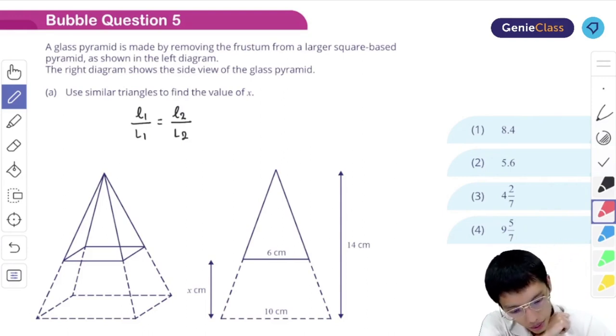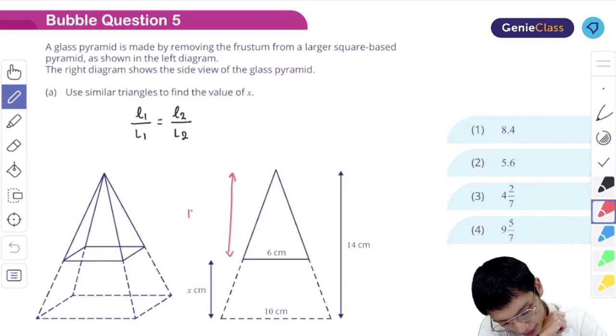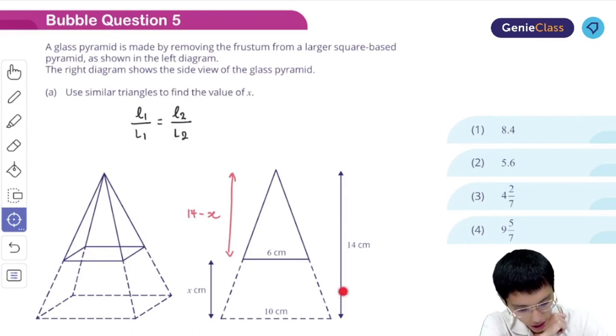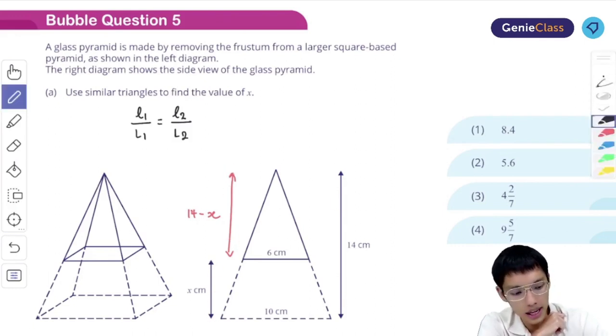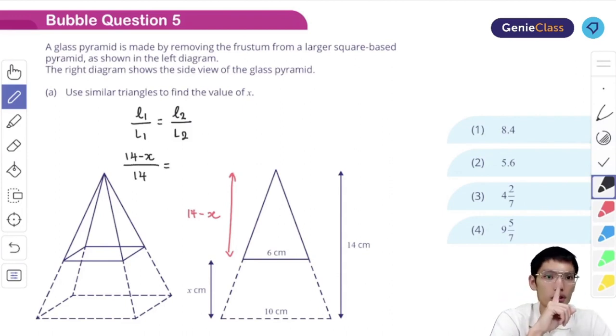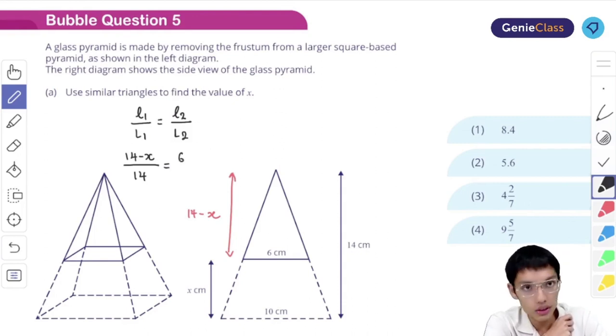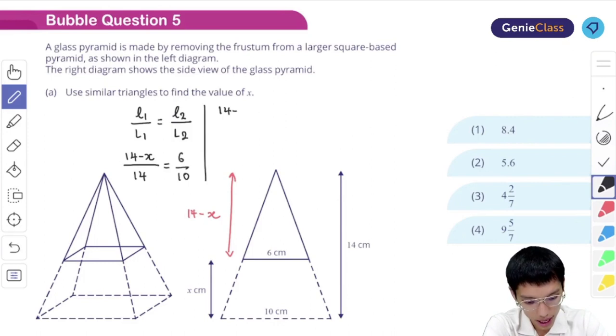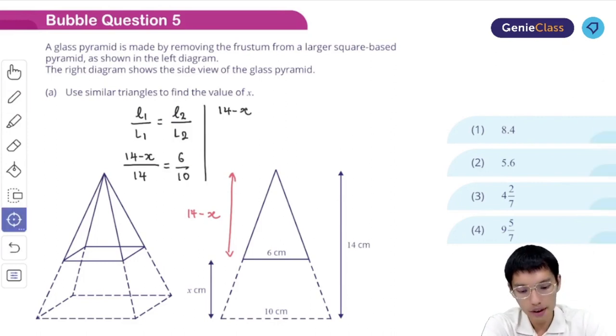Now, when we apply the ratio, take note, this is the small height for the small triangle. It should be 14 minus x. Alright, so 14 minus x over 14, L2 should be 6 over 10. Some of you put 6 over 14, which is why you got it wrong. So 6 over 10. From here, it is very similar to how you solve your linear equations. Cross multiply. So 14 minus x, or in fact, I just multiply 14 to my right.